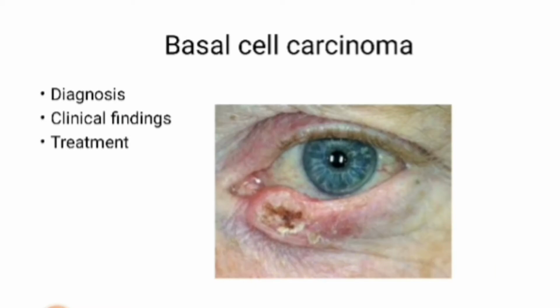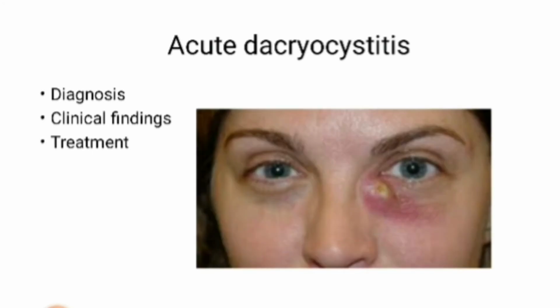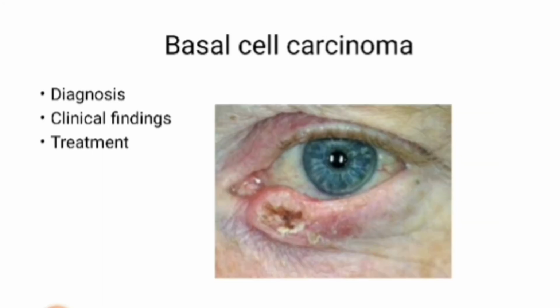Basal cell carcinoma. It is the most common malignancy of the eyelid, accounting for 90% of all cases. It most frequently arises from the lower eyelid, followed by the medial canthus, upper eyelid and lateral canthus. It is a slowly growing, locally invasive and non-metastasizing tumor.